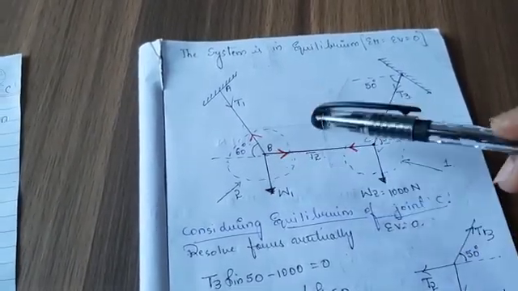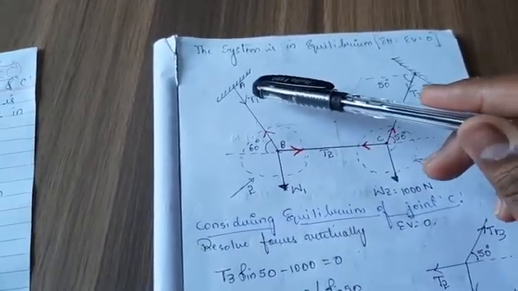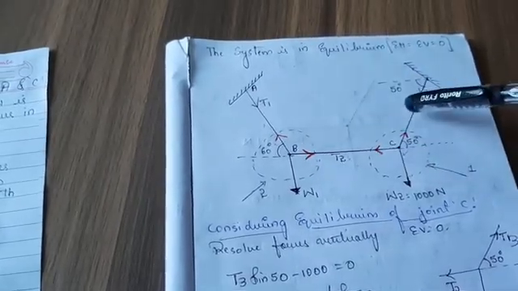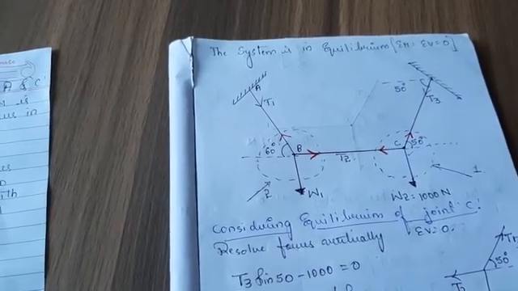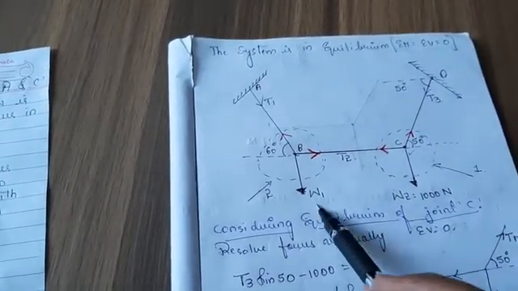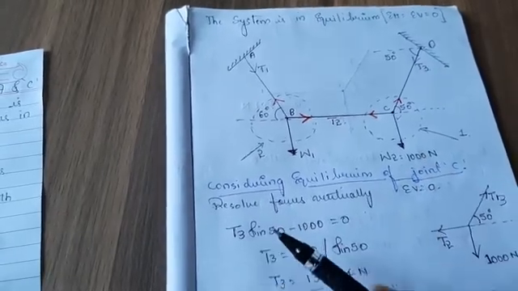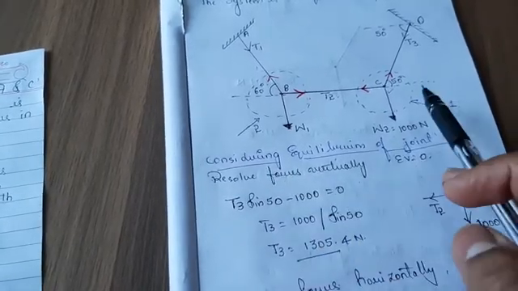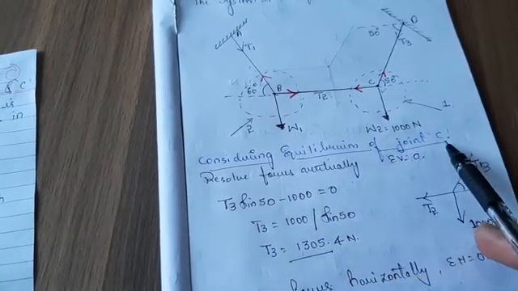So when the loads W1 and W2 are applied, you have tension in the cable AB as T1, tension in the cable BC as T2, and tension in the cable CD as T3. W2 is 1000 newtons, so W1 is what we are supposed to find. Now let us solve this particular joint, considering equilibrium of joint C.